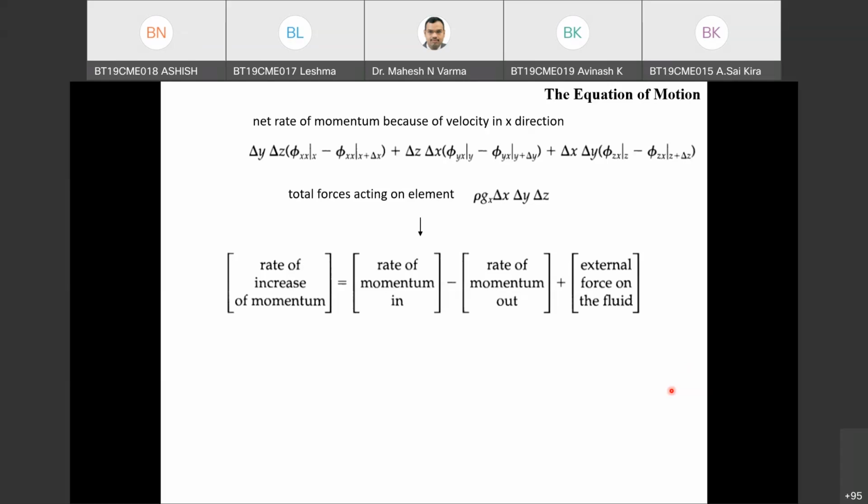Roll number 23, Kaushik. Yes, sir. So which equation will you get?